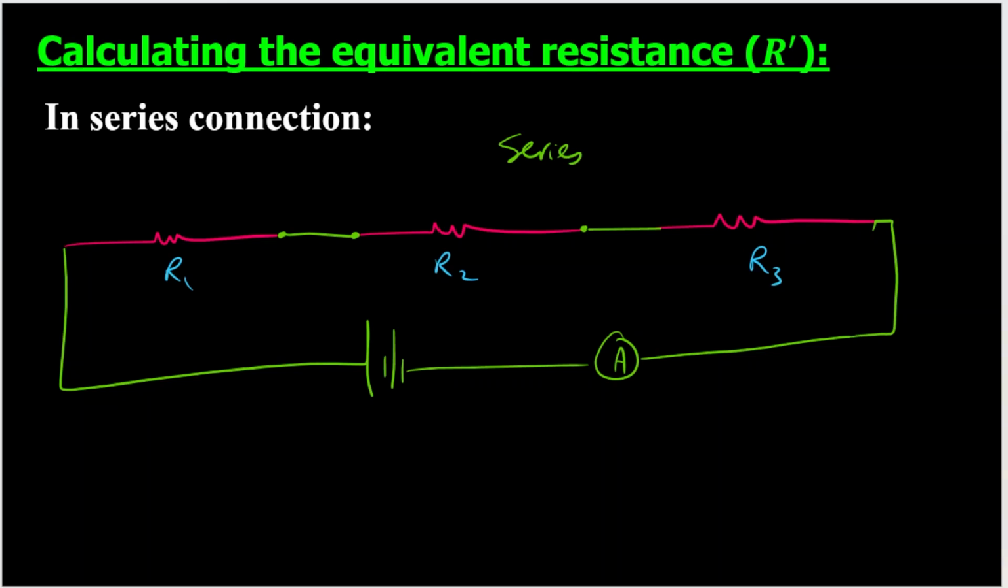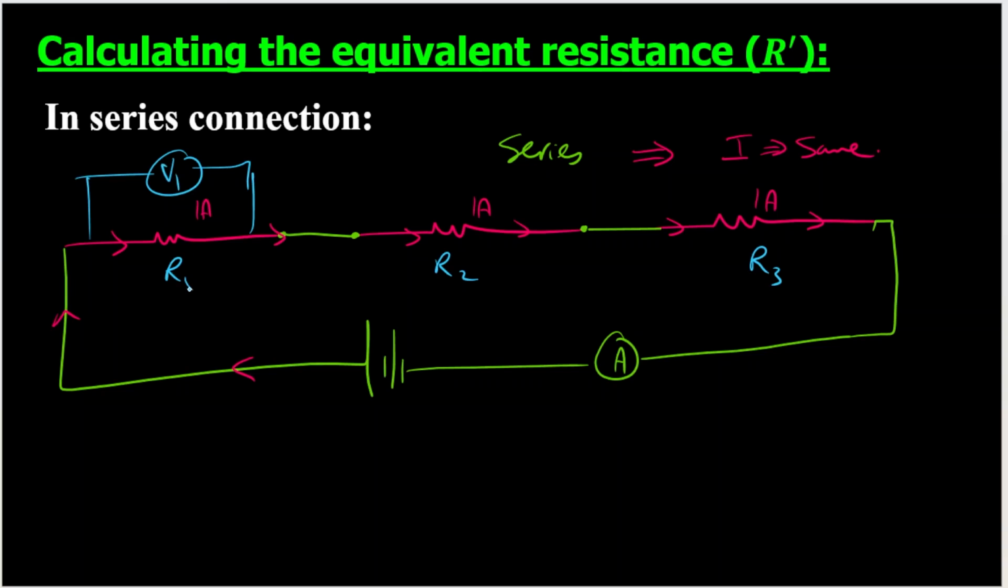And as you can see in the series connection, all resistors have the same current intensity. So in the series connection, I is the same for all resistors. So if the current passing through this resistor is 1 ampere, then the current passing through all resistors is 1 ampere. But the voltage is divided among them. This is the reading of the voltmeter. It reads the potential difference between the terminals of R1 only. This one reads the potential difference across R2. This reads the potential difference between the terminals of R3.